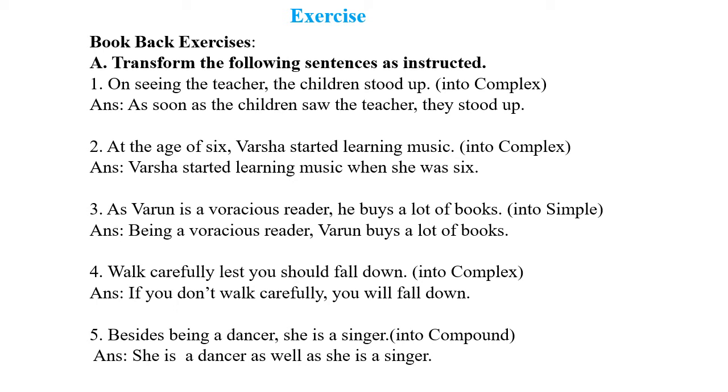Next, besides being a dancer, she is a singer. This should be changed into compound. Besides is a simple sentence. She is a dancer as well as she is a singer. For compound, two main clauses and one conjunction. We have to put the subject, verb. See subject, is verb. She is a dancer. The conjunction is as well as. She is a singer. Now we get the compound sentence.